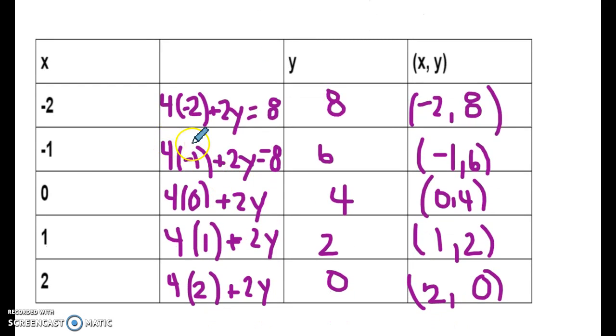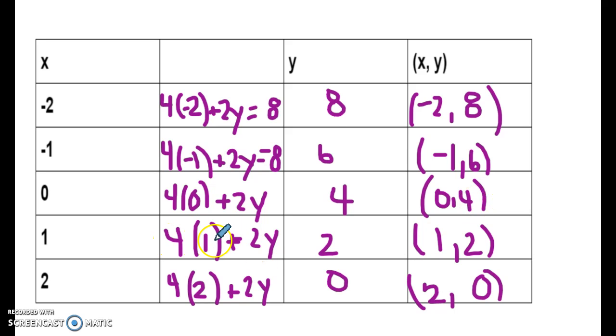So if I get negative 4 here, that means I'm going to be adding 4. 2y is going to equal 12. Divided by 2 is going to be 6. You should have negative 1, 6. So if I do 8 minus 0, when I do 4 times 0, I get 0. 2y equals 8. 8 divided by 2 is 4. You should have 0, 4.